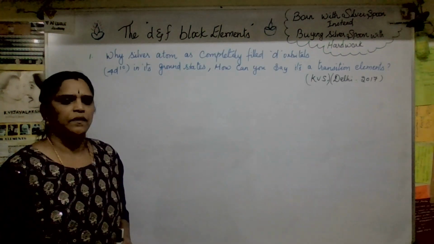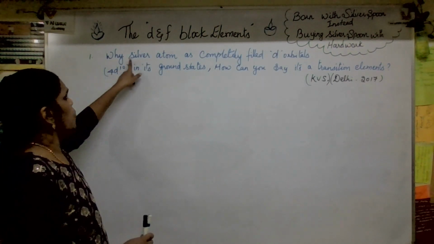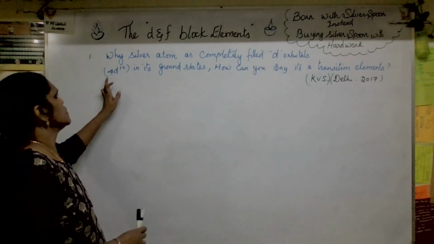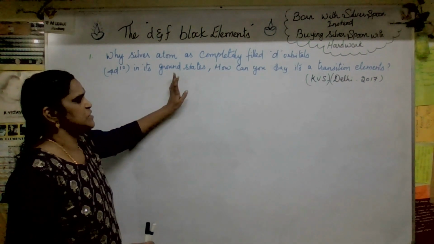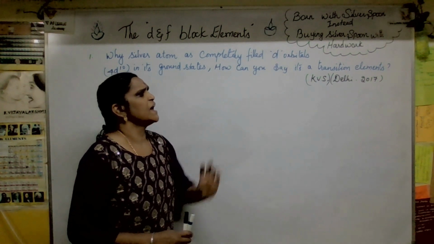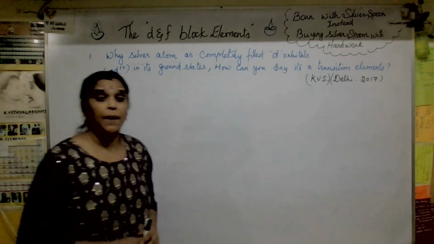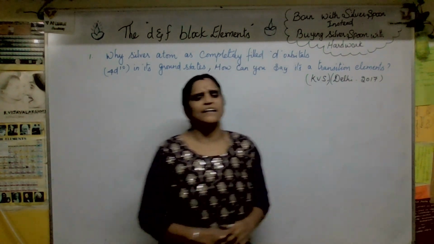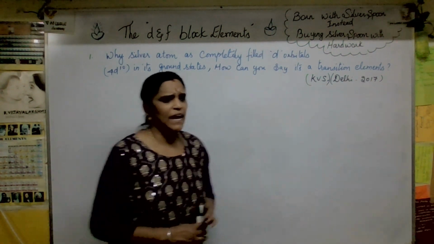Okay. Now, first question: why does the silver atom have completely filled d orbitals, d10, in its ground state? How can you say it's a transition element? Completely filled d orbitals means it is not a transition element. I hope you got an idea.